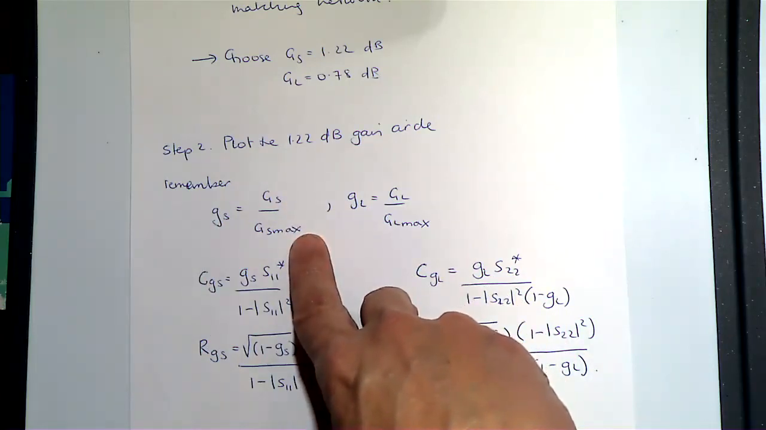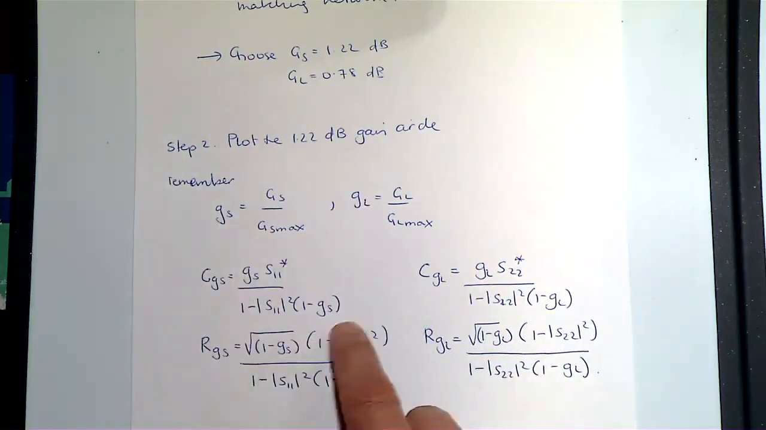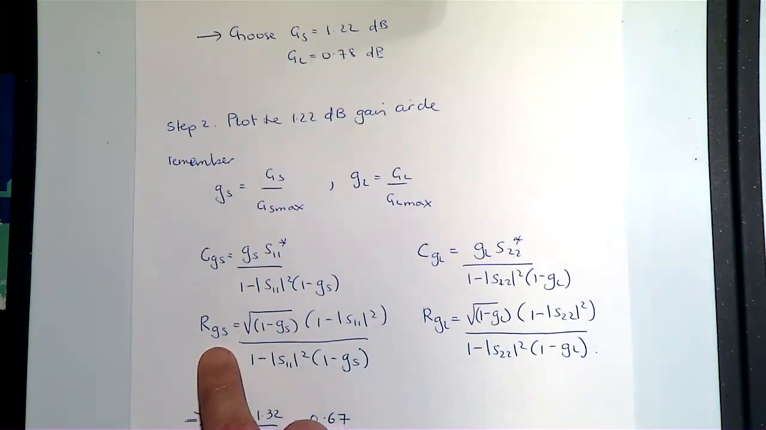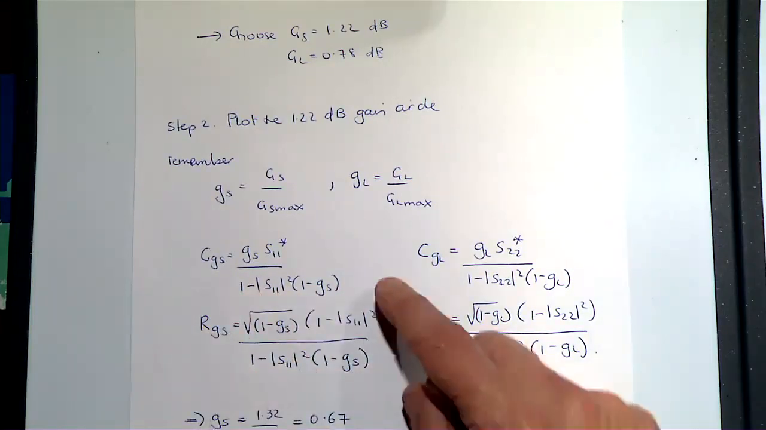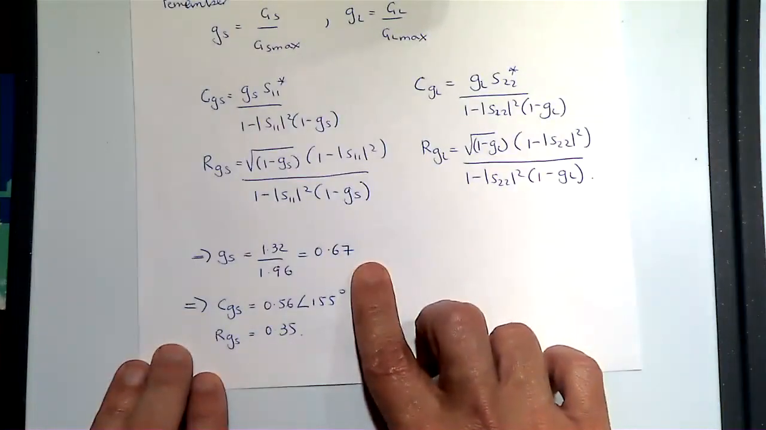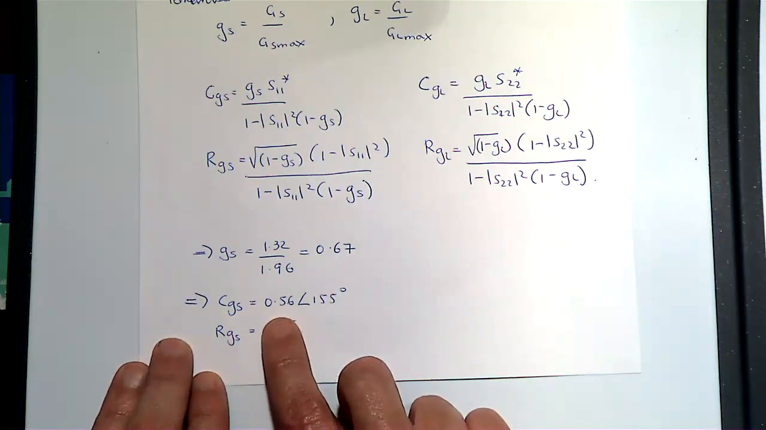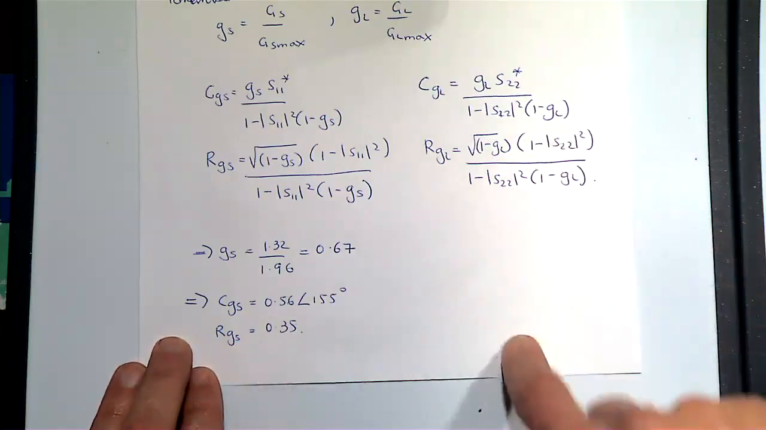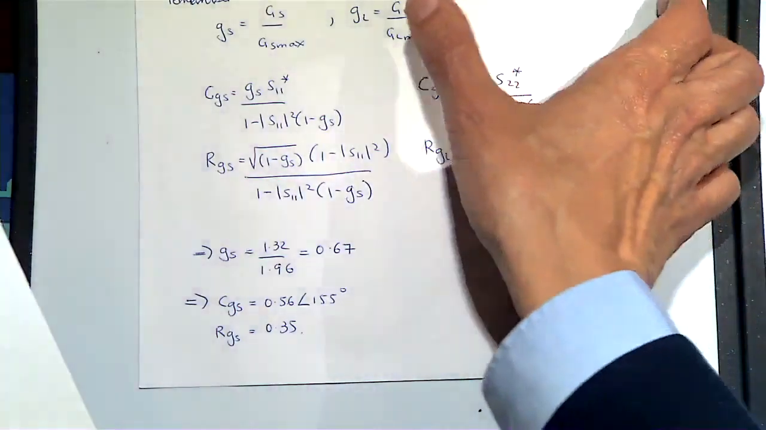This is the other reason why we needed to calculate it. We know, and we derived this in the past, that the centre of the gain circle is at this location, and the radius of the gain circle is given by this value. If you go through this, you can show that gs is 0.67, the centre of the gain circle is at 0.56 angle 155, and the radius RGS is 0.35. I haven't worked out CGL; I'll leave it to you to work out at some other stage.